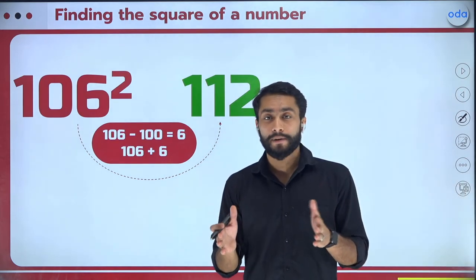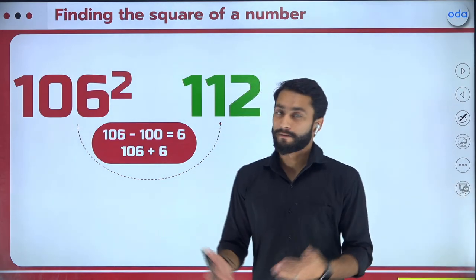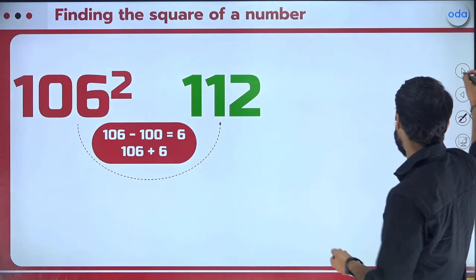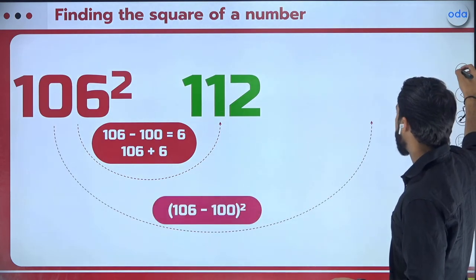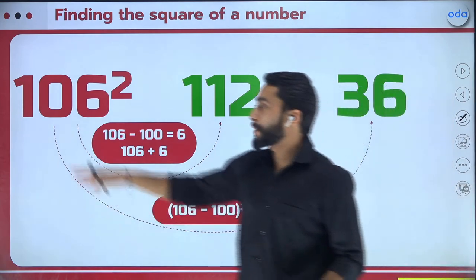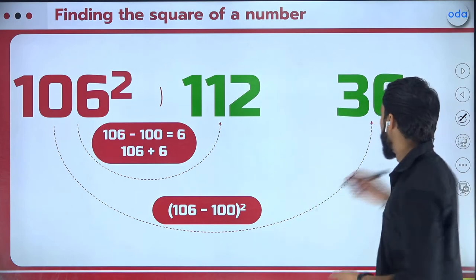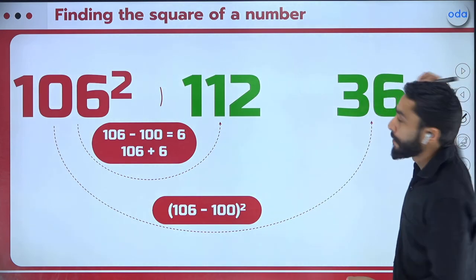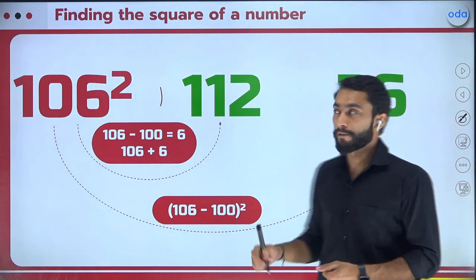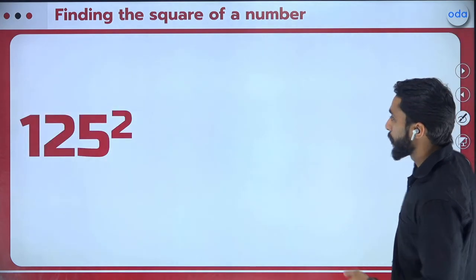How far is it from 100? 6 away. What is the square of 6? Very easy. It's 36. That means the end of the answer is 36. So students, you can see such big calculations you are able to do in just 2 seconds. Isn't that amazing? Math is fun, right? So 11236 is the answer for this. Let's do one more question.